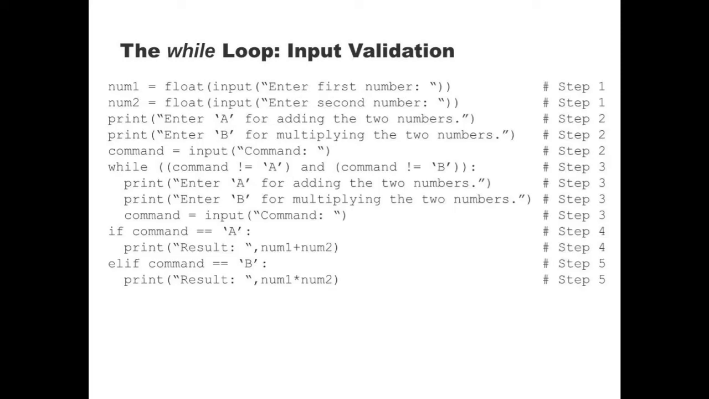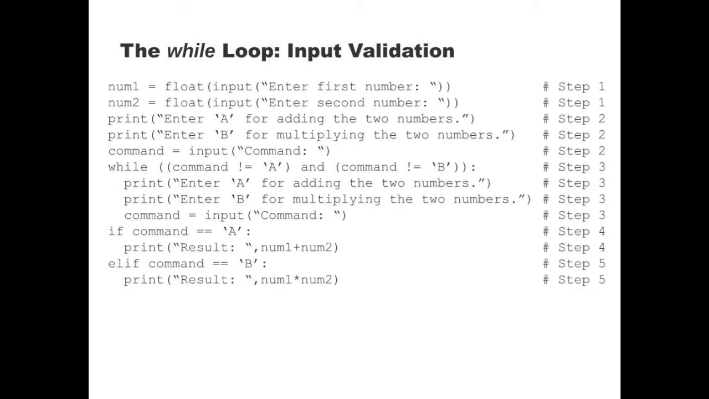Now this is the actual functional Python code. In the first 2 lines of code, we implement step 1 of the pseudocode, which is asking the user to enter 2 numbers. And then we convert it into a float and then assign it to 2 variables. And then in lines 3, 4, and 5, we're trying to implement step 2 of the pseudocode.